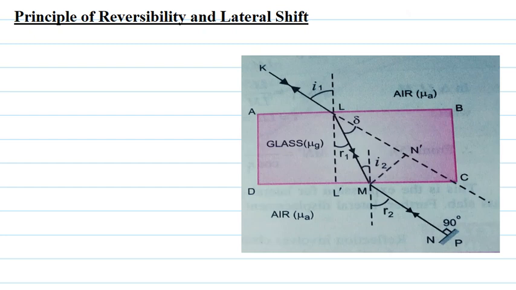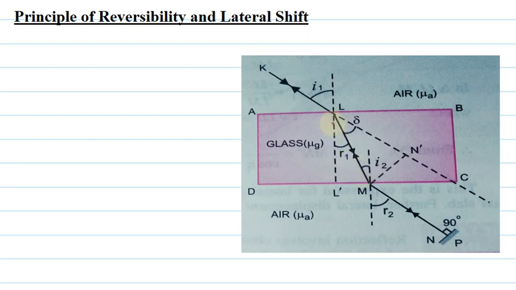Hello everyone. In this video, let us see principle of reversibility and lateral shift. In the adjacent figure, ABCD is a rectangular glass slab. A ray of light is incident along KL on the face AB of the slab at angle of incidence I1 with the normal. It is refracted along LM at angle of refraction R1 with the normal.